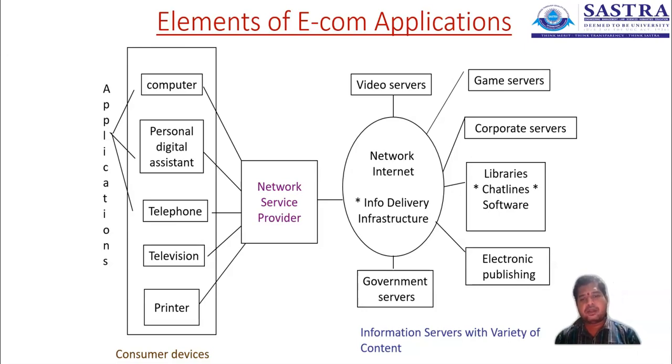Then we are going to the network internet information delivery infrastructure, where we are controlling all the things using video servers and government servers. Then we are having game servers, corporate servers, libraries, chat line software and electronic publishing systems.